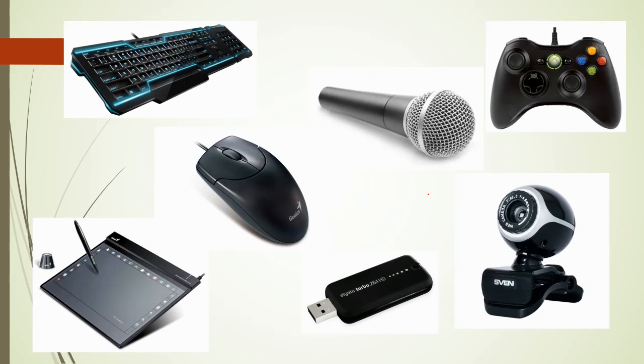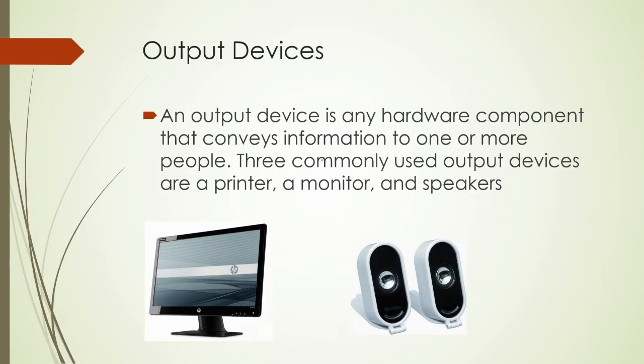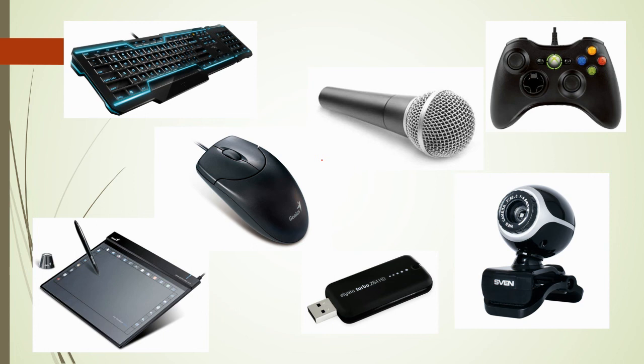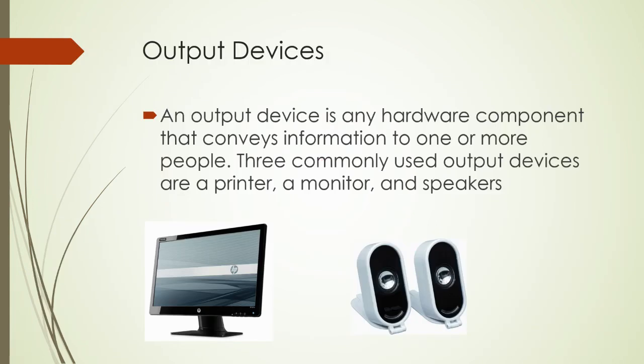So everything you see here is called input devices. All right. So nasa yung keyboard, nasa yung microphone for audio. No? All right, for output devices, what do you mean by output devices? So output device is any hardware component that conveys information to one or more people. So when we say output device, mao na siyang device nga mo display sa information nga na process. Okay, so ang input mo receive sa data and i-process sa computer and then output. That is where the output or the information is being displayed.